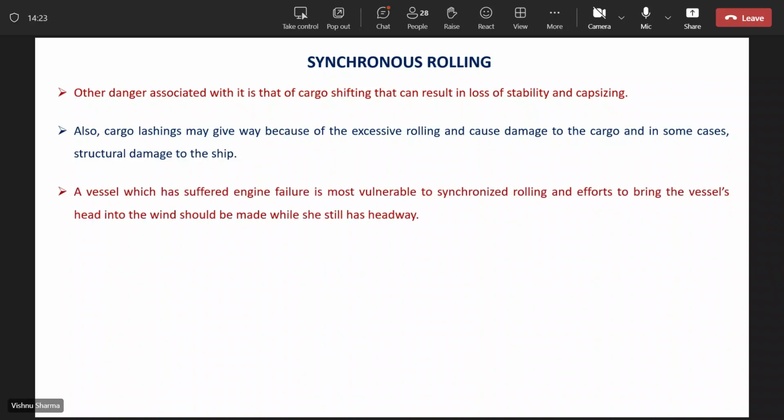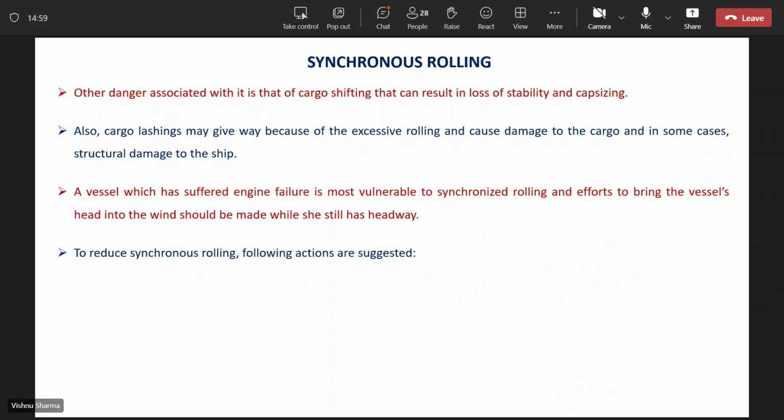A vessel which has suffered engine failure, please make note, is most vulnerable to synchronous rolling, and efforts to bring the vessel head into the wind should be made while she still has headway. So if you are an officer on the watch in choppy seas and suddenly the engine stops, please use your helm before the ship stops to put your head into the wind. Otherwise, the wind may catch you on the beam and can really create problems for you.